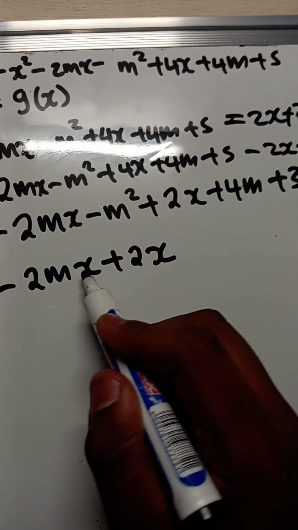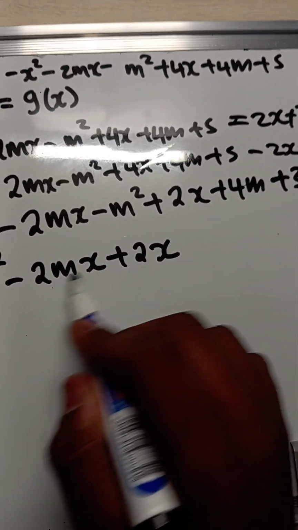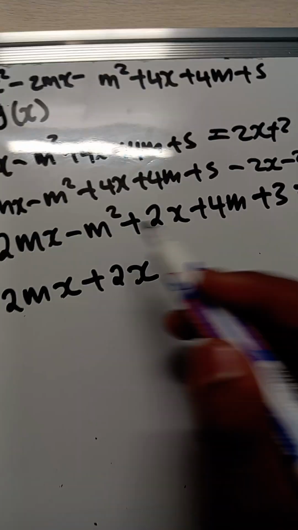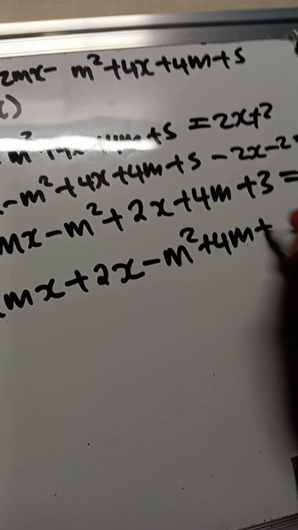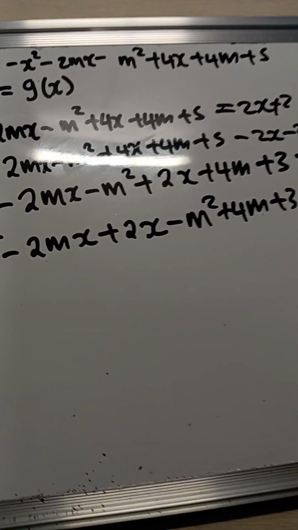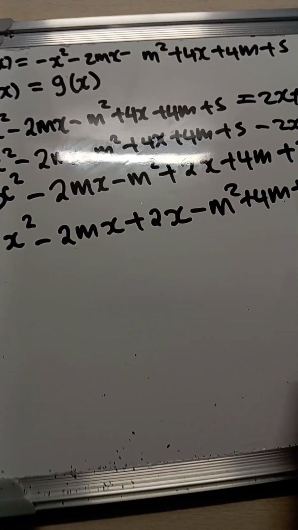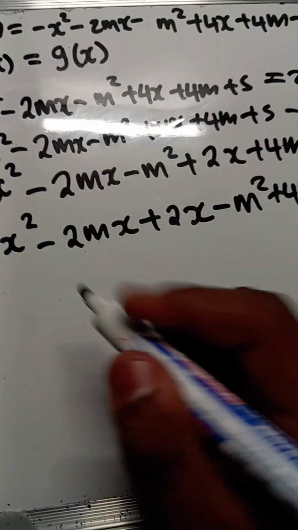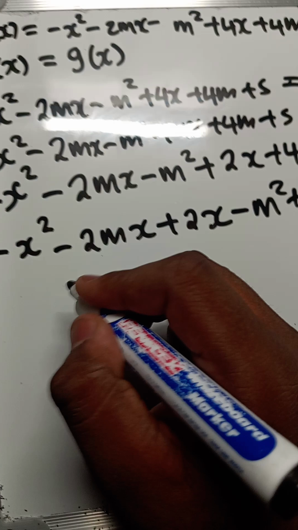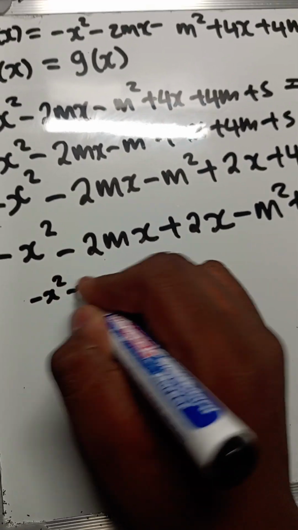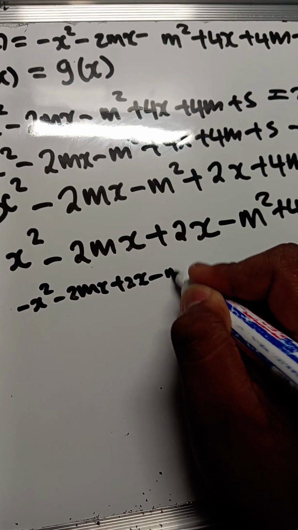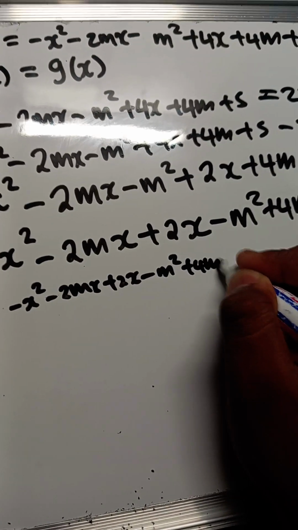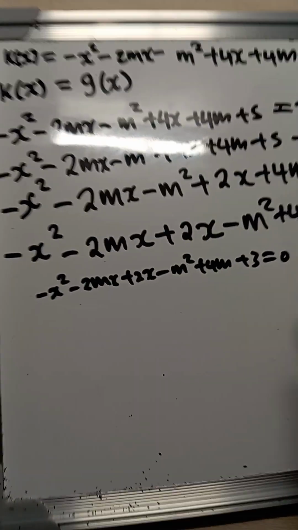Because now, this is mx, this is x. So I can factor out x if I want to. Then now I'm just going to take minus m squared plus 4m plus 3 and group them together there. Get what I'm trying to say? So basically here, that's what I have. Negative x squared minus 2mx plus 2x minus m squared plus 4m plus 3 equals 0.